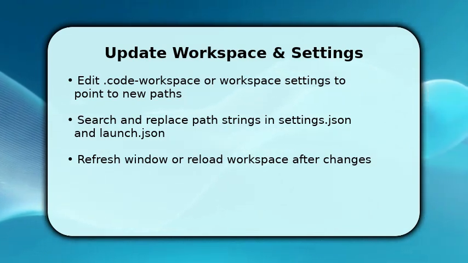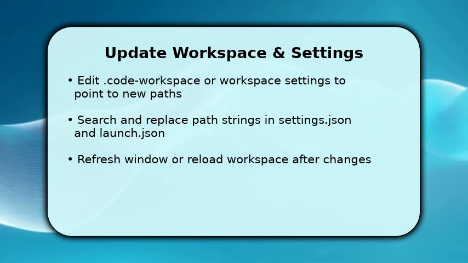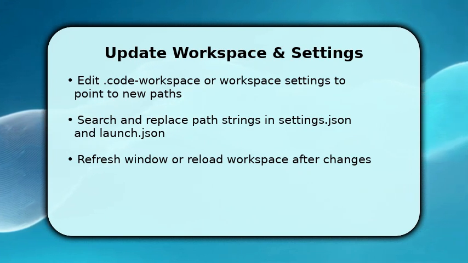Open the Code Workspace file or workspace settings and change path entries such as Python path, Node path, or default terminal CWD. Use search and replace across the workspace for hard-coded strings inside settings.json, launch.json, tasks.json, and extension configs.